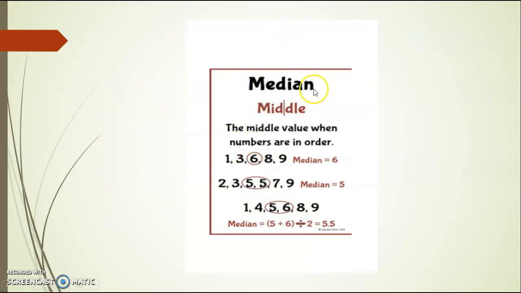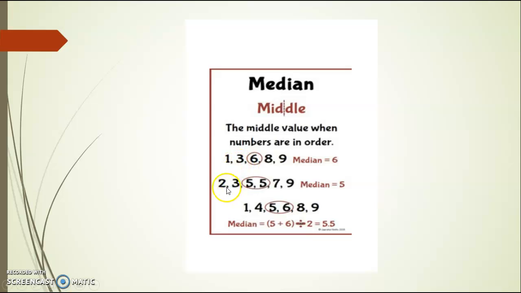So the median is the middle. When you have a set of numbers, it is always the middle number, the middle value when numbers are in order. So in this case right here, it is the 6. You can cancel the 1, then you can cancel 1 in the back, and then 1 in the front, and 1 in the back, and the 6 is what we are left with.